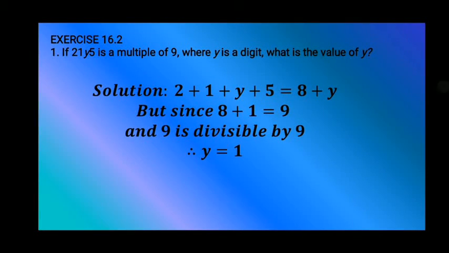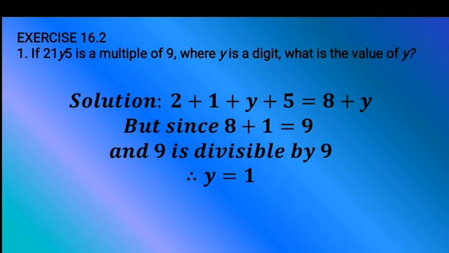Here we have a certain number 2100 and y5 is a multiple of 9. Now this being a multiple of 9, we need to add up all the digits and see whether we could find a number that is suitable for y. So 2 plus 1 plus y plus 5, that is 8 plus y. Now 8 plus 1 gives us 9. So the value for y should be 1. Otherwise, if any other number is put in place of 1, it wouldn't be divisible by 9.